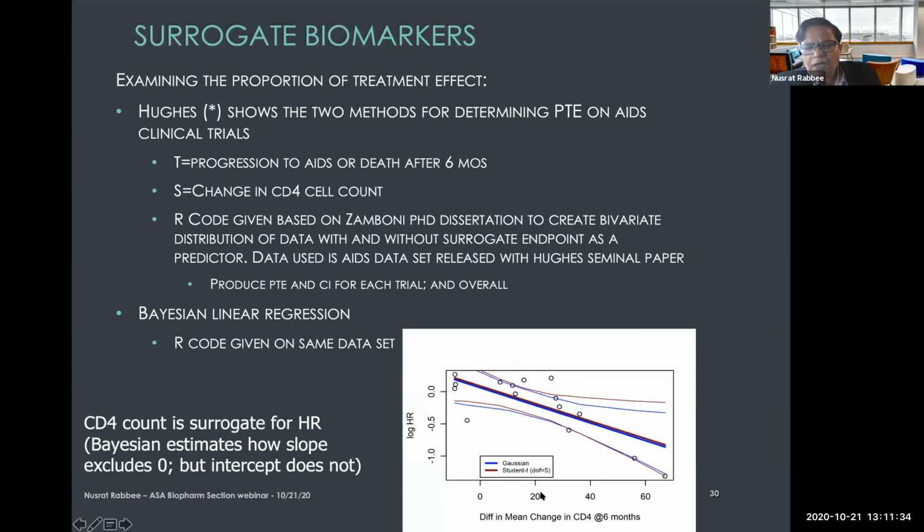example from the book where I've given the code to not only derive this, but also plot the difference in mean change in CD4 at 6 months and the hazard ratio. So the higher the change, the lower the hazard ratio. And so this is the Bayesian approach. Each of these is a different trial. And so we actually find the intercept does not include zero. So the intercept actually should be zero. And the slope is non-zero. And that's how we want it.